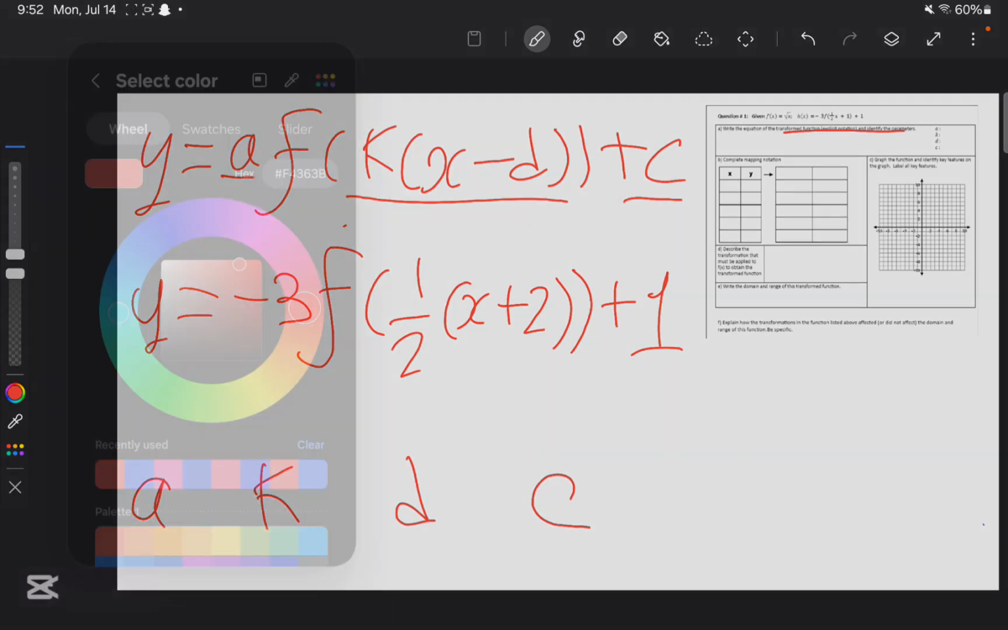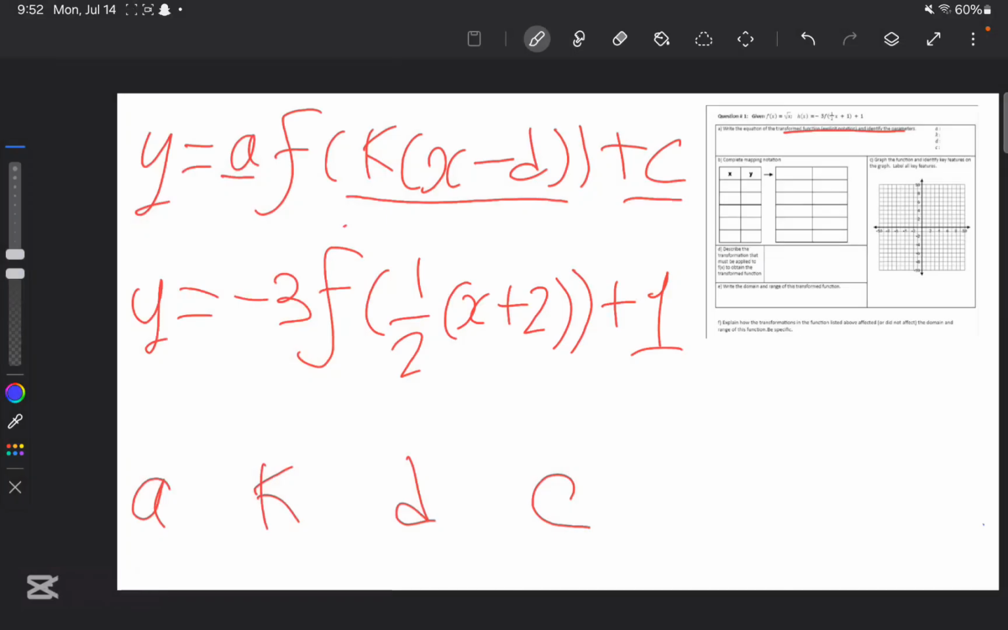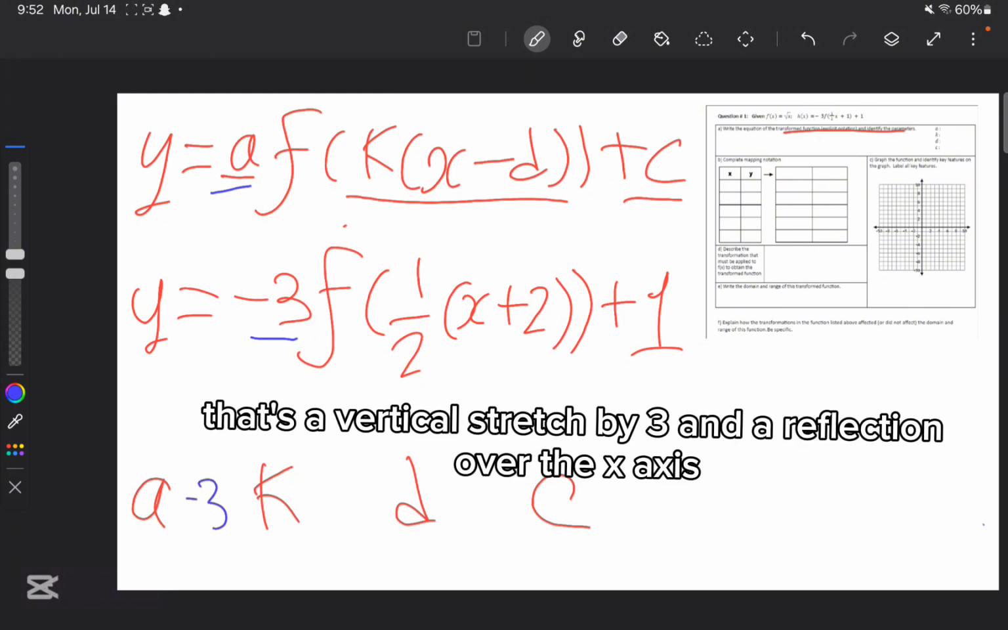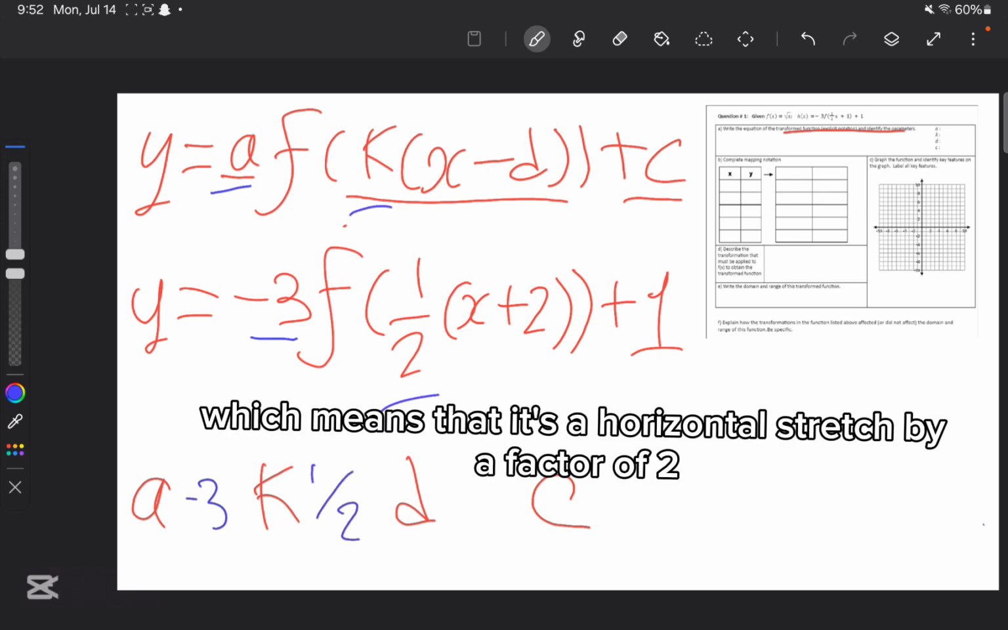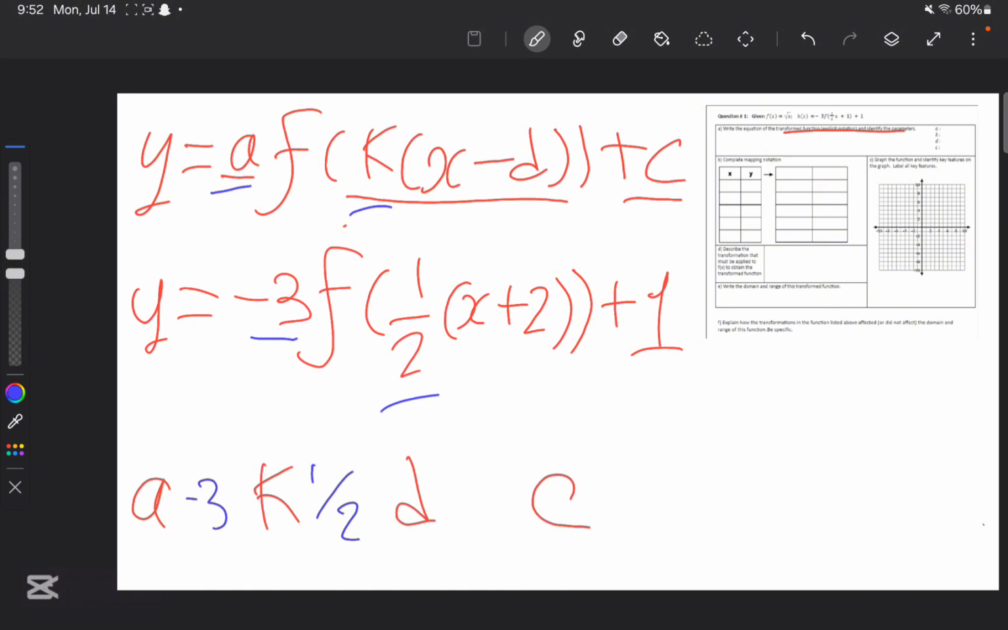So we already figured out, let me draw this in a new color. We already found out that a is -3, which means that that's a vertical stretch by 3 and a reflection over the x-axis. Now k is 1 over 2, which means that it's a horizontal stretch by a factor of 2.